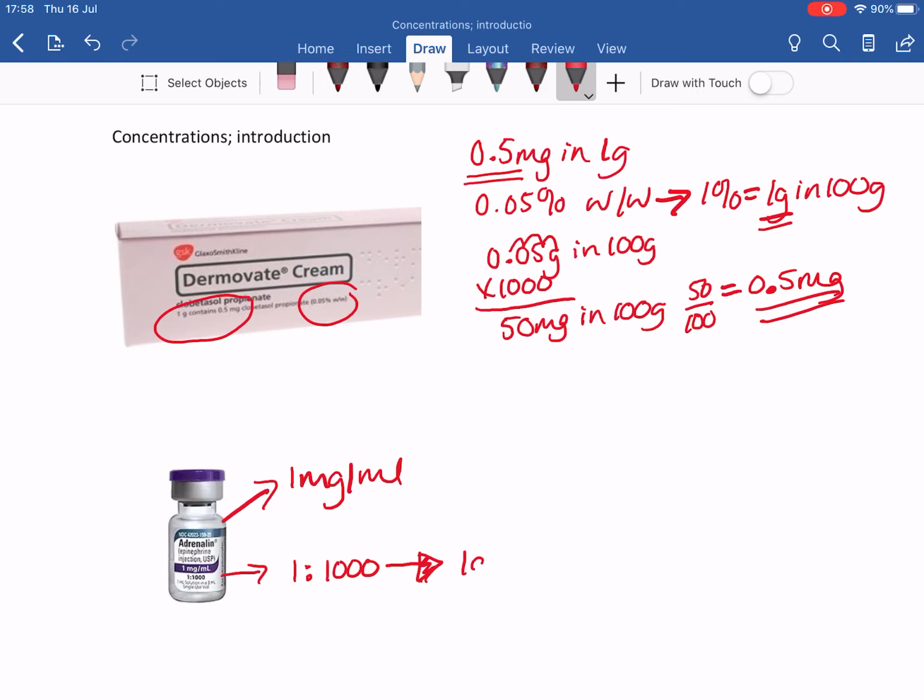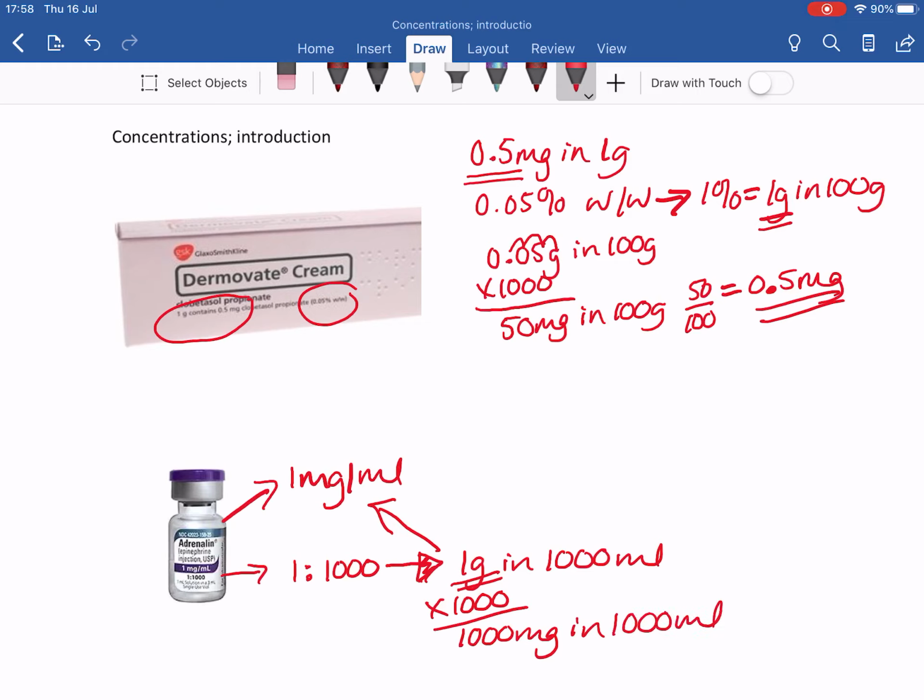What this means is 1 gram in 1,000 mils. Again, it's always grams, never milligrams. But we want to see if this is the same as 1 mg per mil. So let's convert it to milligrams by timesing by 1,000. So this tells us that we have 1,000 milligrams in 1,000 mils, which is exactly the same. We divide both by 1,000, so that's exactly the same as 1 milligram per mil.